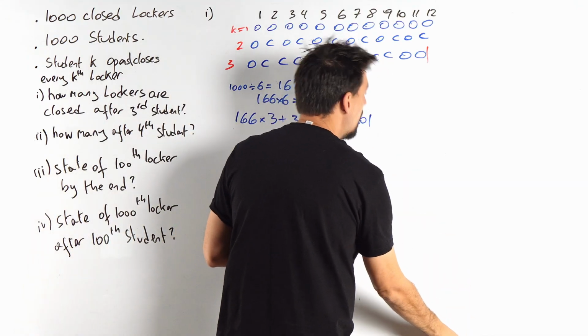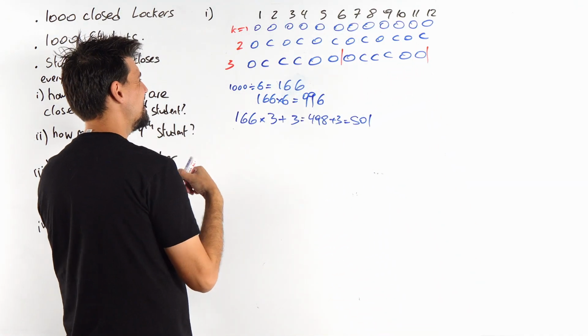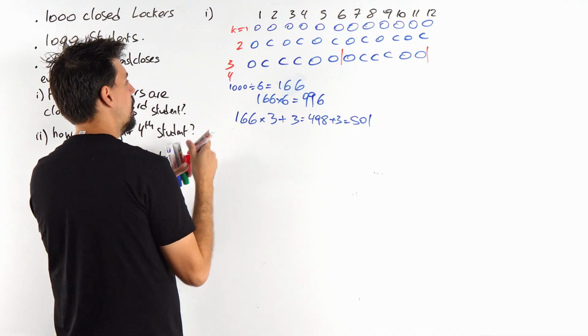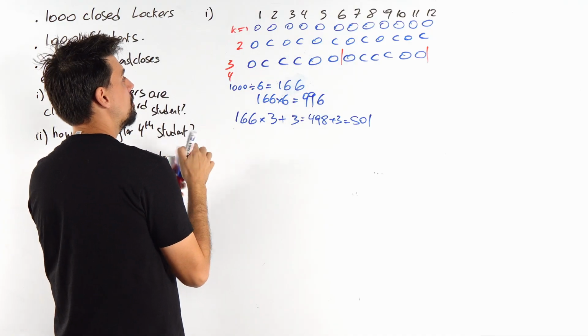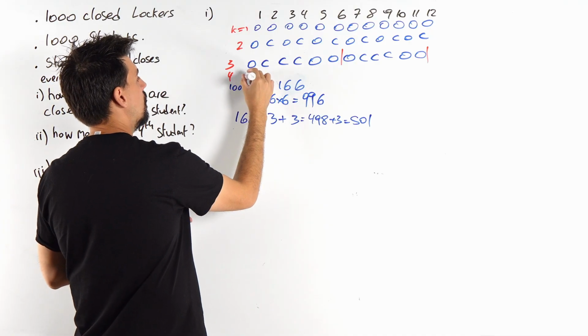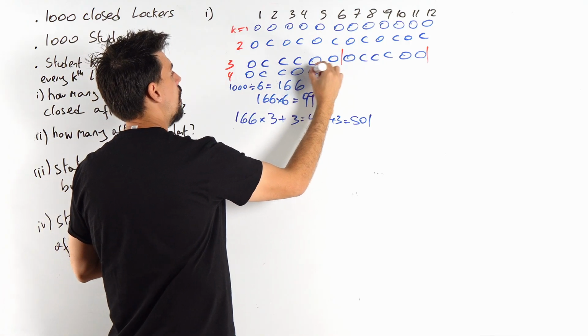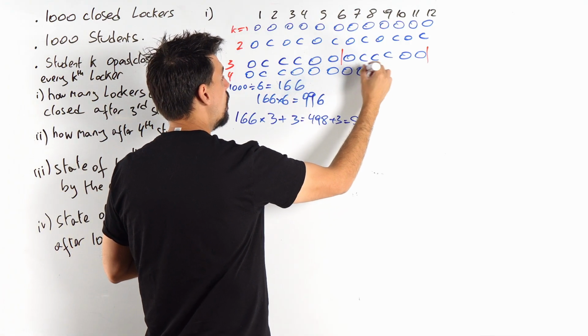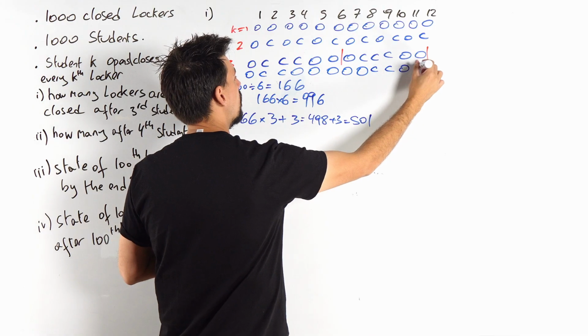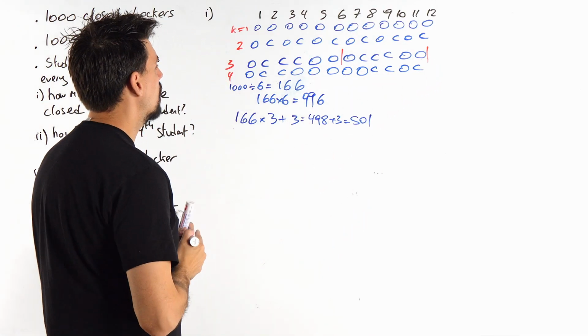After the 4th student, and this is why I've gone up to 12, because I'm a sneaky little rabbit like that, it's every 4th one that gets changed now. All right, so O, C, C, O, O, O, O, O, C, C, O, C. And that should work for me.